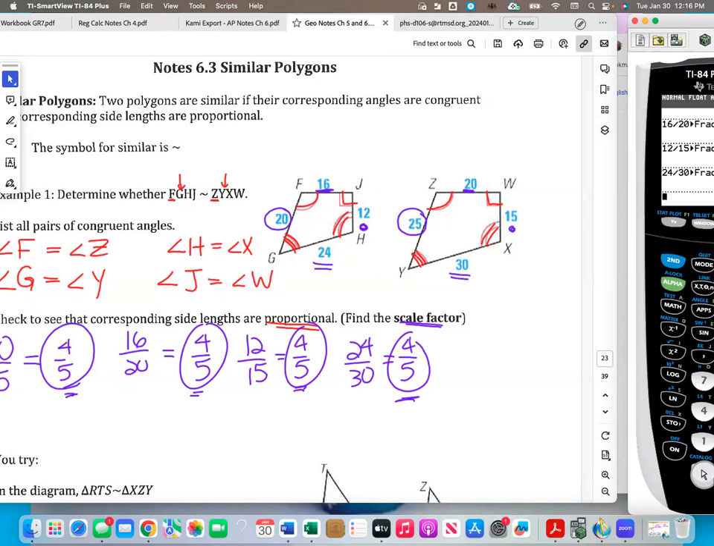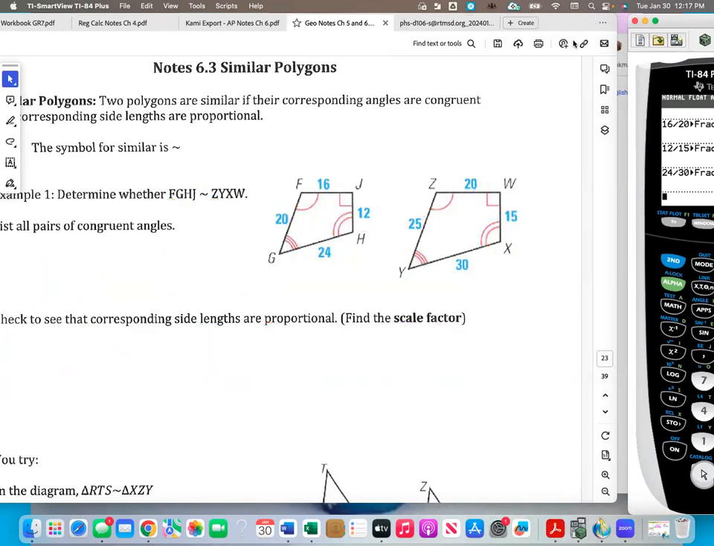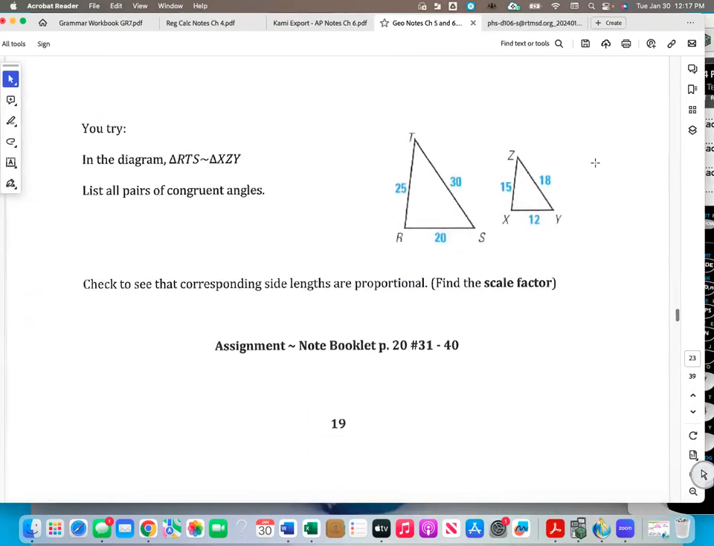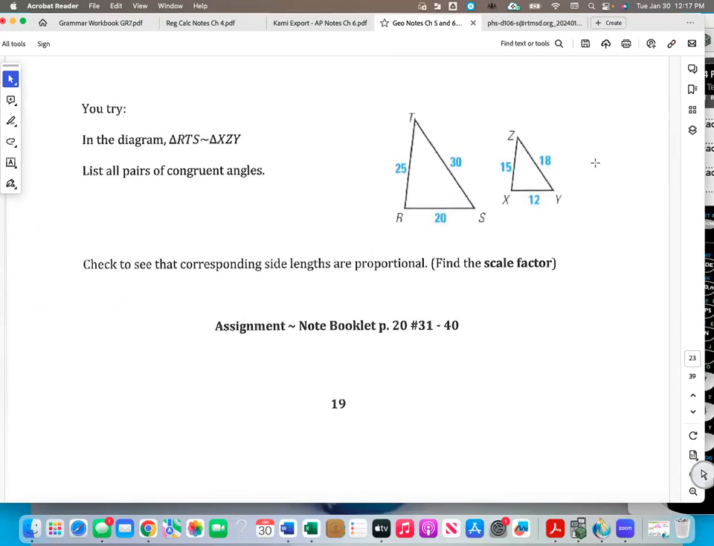So now you're going to go through and do the next example. The next example just involves triangles. I'm going to slide this back over for you. So you're going to do the same thing. So it's only 3 sides that you have to set up and 3 pairs of angles. So you're going to fill in this. So my congruent angles would be angle R and angle X. Angle T, the middle letter, and angle Z. And finally, angle S equals angle Y.